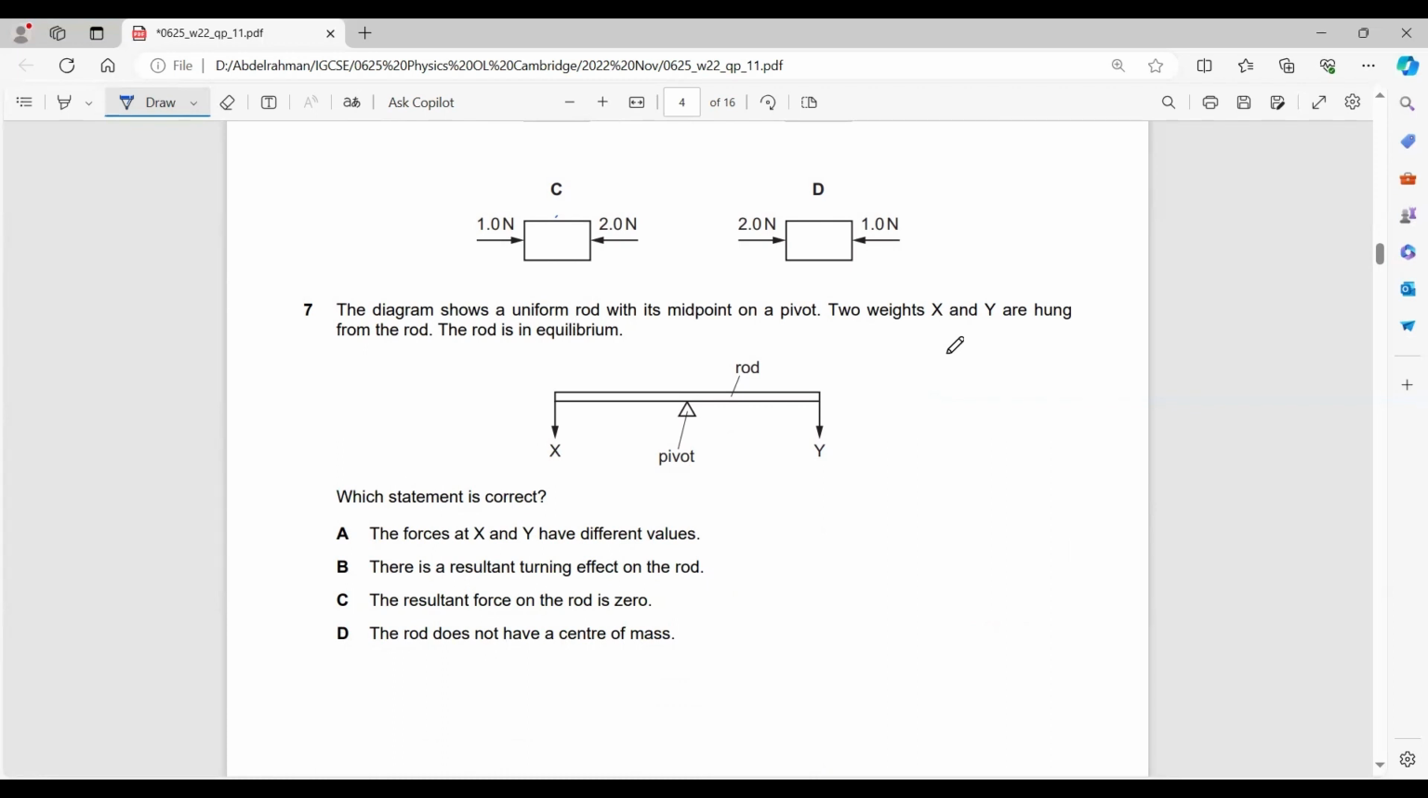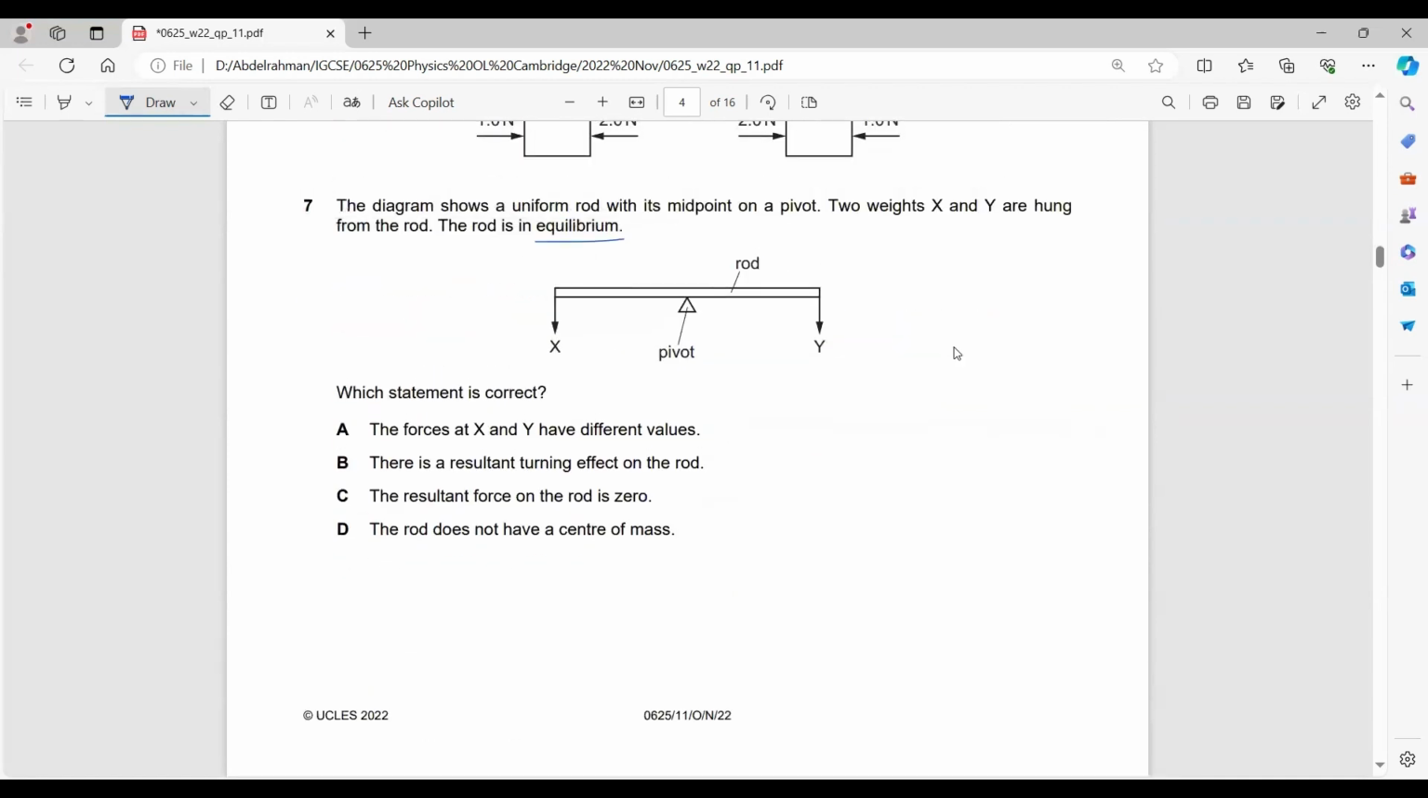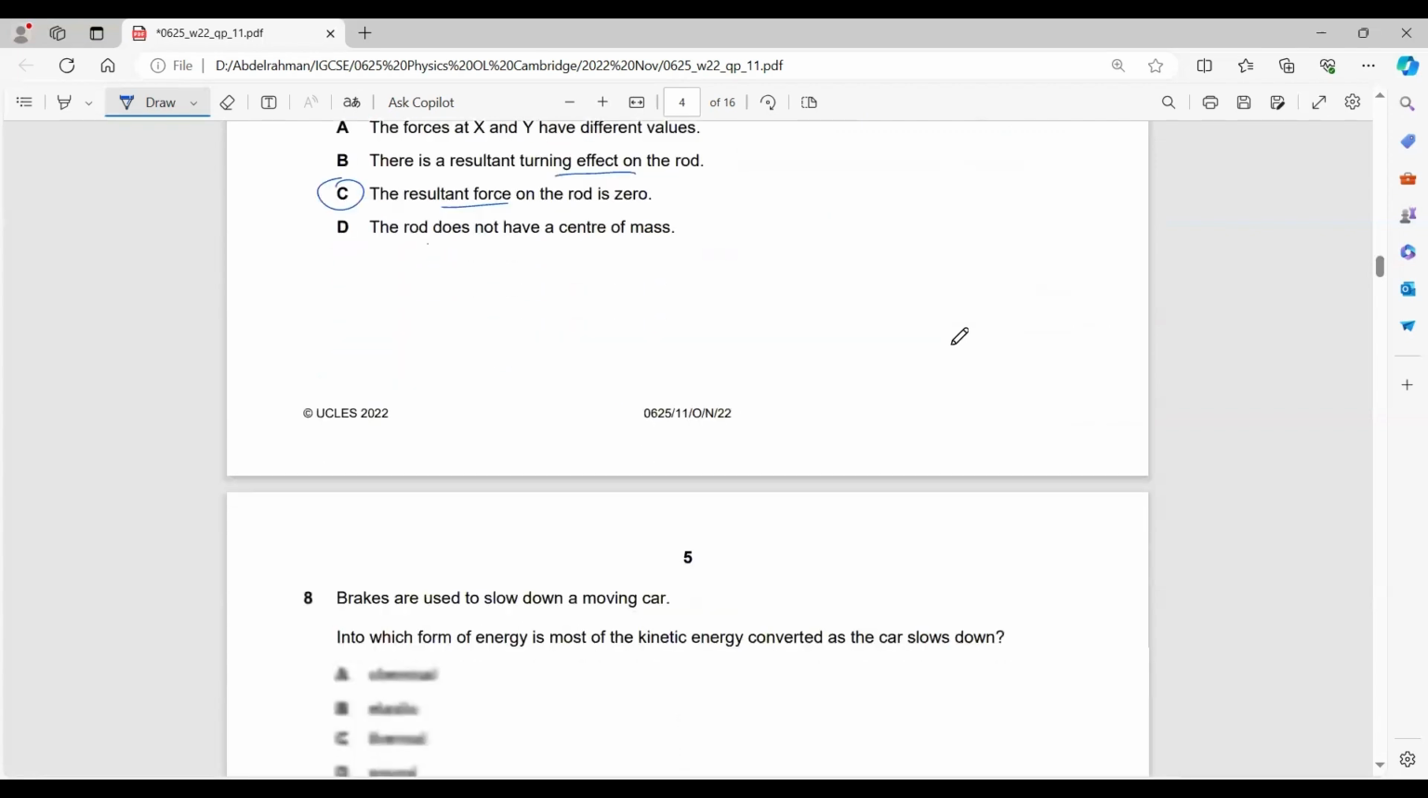The diagram shows a uniform rod with its midpoint on a pivot. Two weights X and Y are hung from the rod. The rod is in equilibrium. Which statement is correct? Again, whenever I say equilibrium, what do I mean by equilibrium? The forces at X have different values. No. There is a resultant turning effect. No. The resultant force on the rod is 0. Yes. The rod does not have a center of mass. Definitely, the rod has a center of mass. The resultant force on the rod is 0. This is one of the requirements for the rod to be in equilibrium.